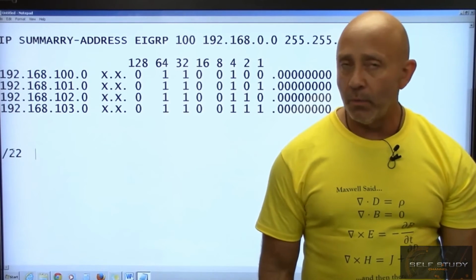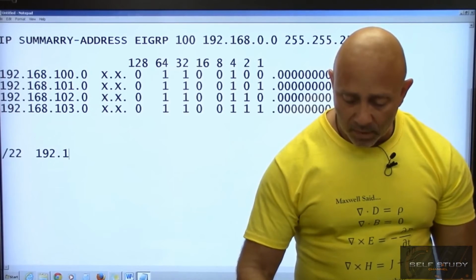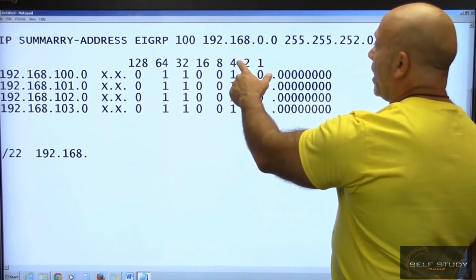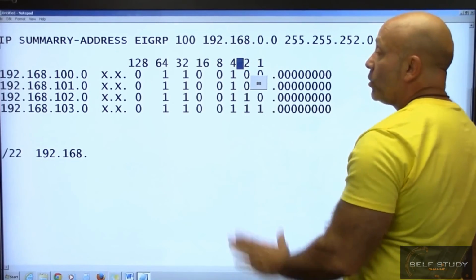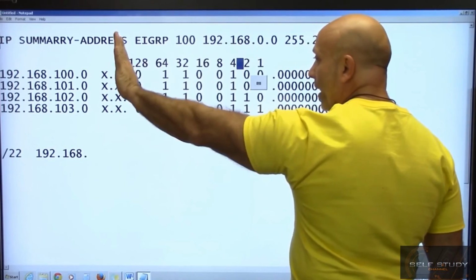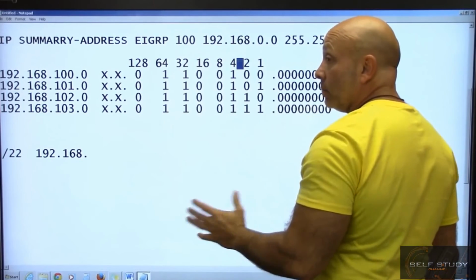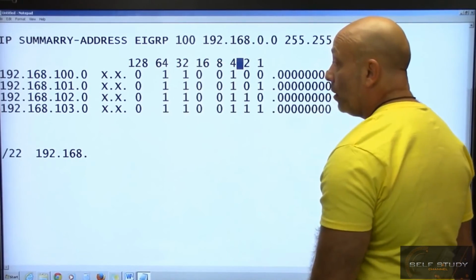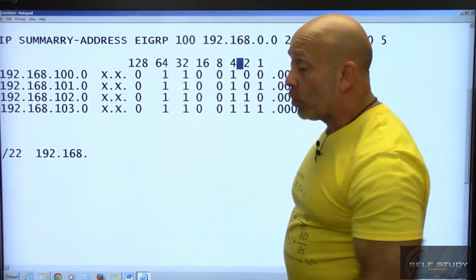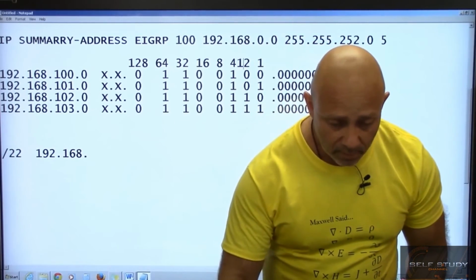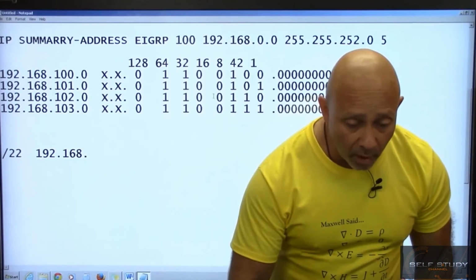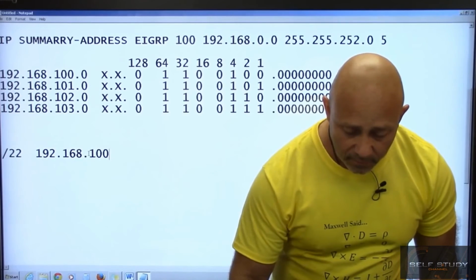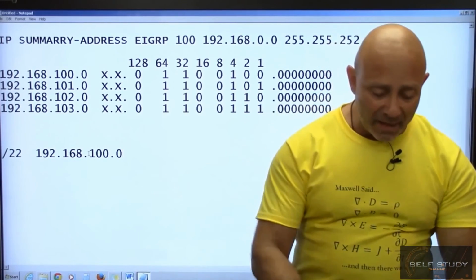But what is our summary address? 192.168. Remember, our line is right there. So anything beyond that way of the line, if it's on, you got to add it. So, well, 64, 32, and 4, they're all on. So guess what? It's 100.0. That is your summary address.